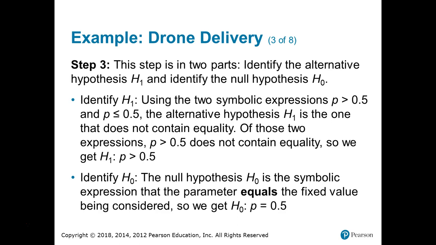Step 3, we have to create the two hypotheses, the null hypothesis and the alternative hypothesis. The null hypothesis uses the equal symbol. So we will say that the population parameter is equal to 0.5. The alternative hypothesis is saying that P is greater than 0.5, meaning the majority, more than half.